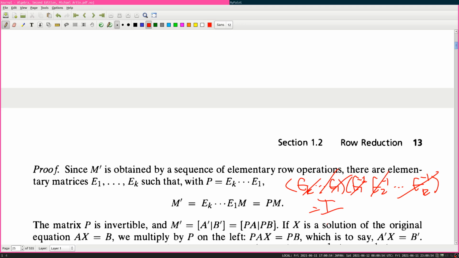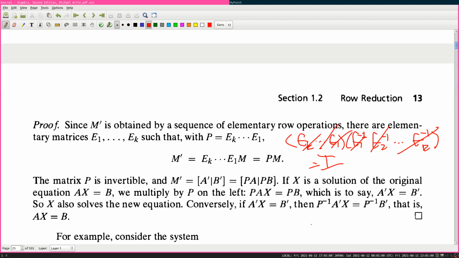Anyway, let's let Artin talk. The matrix P is invertible and M prime, [A prime | b prime], equals [PA | Pb]. If x is a solution of the original equation Ax equals b, we multiply by P on the left: PAx equals Pb, which is to say A prime x equals b prime. So x also solves the new equation. Conversely, if A prime x equals b prime, then P inverse A prime x equals P inverse b prime, that is, Ax equals b. So if you have a solution to the old equation, you also have a solution to the new equation, and vice versa.